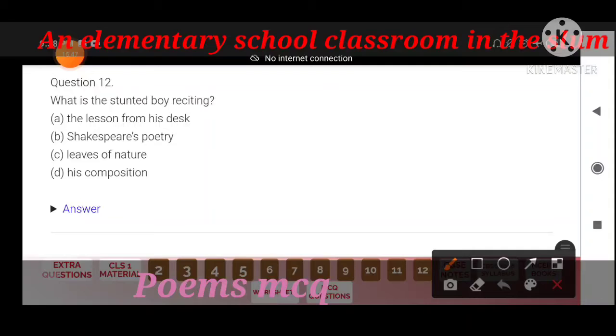What is the stern boy reciting? The lesson from his desk, Shakespeare's poetry, leaves of nature, his composition. So the answer is the lesson from his desk.